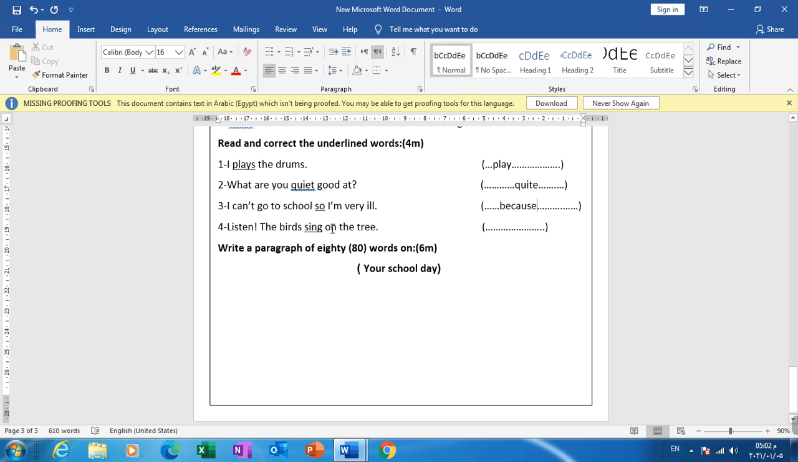Number 4. Listen. The birds sing on the tree. Sing is wrong because there is a keyword of the present continuous: listen, look, now, at the moment. We will change the verb to am or is or are plus verb plus ing. The birds here equals they, it's plural, so we will write are plus verb plus ing: are singing. Okay, are singing.